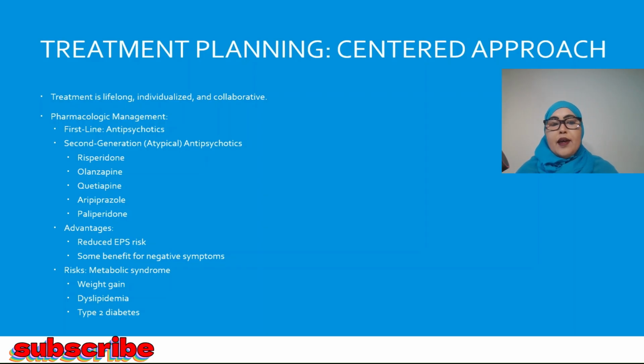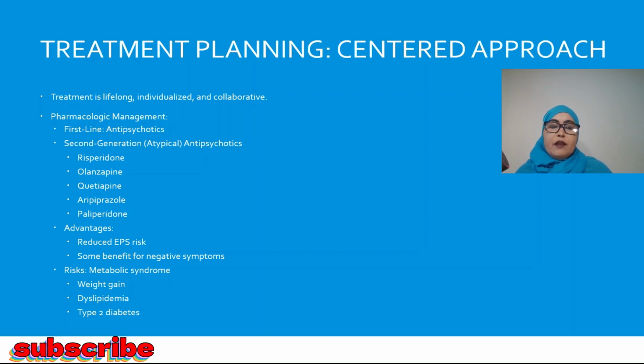That's why second-generation atypical antipsychotics are the first line of treatment, and they are preferable because they have fewer EPS side effects. There is some benefit for negative symptoms, so they also improve the negative symptoms so the patient can function normally.